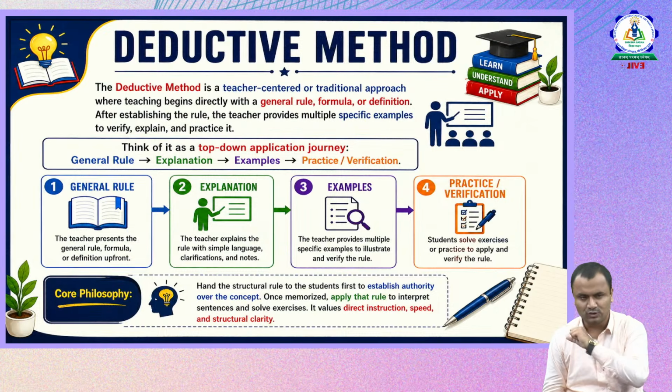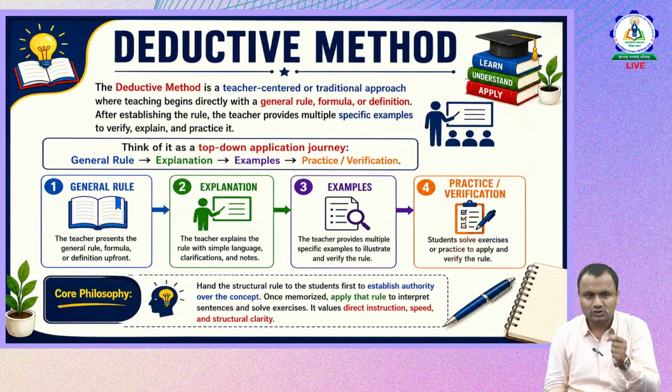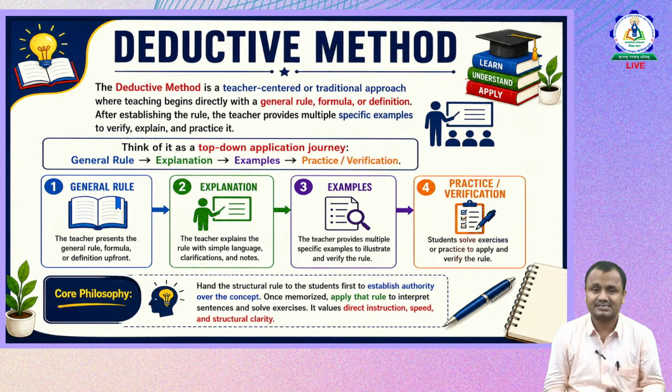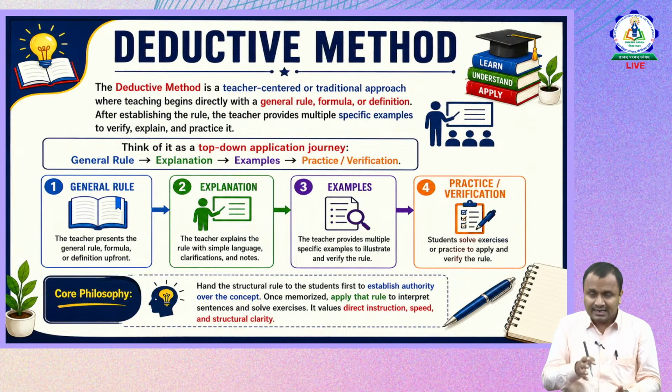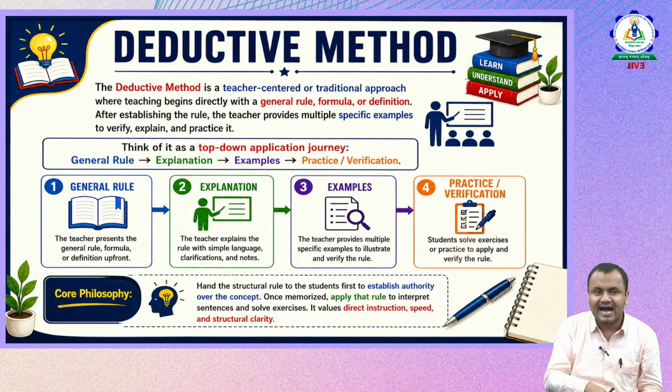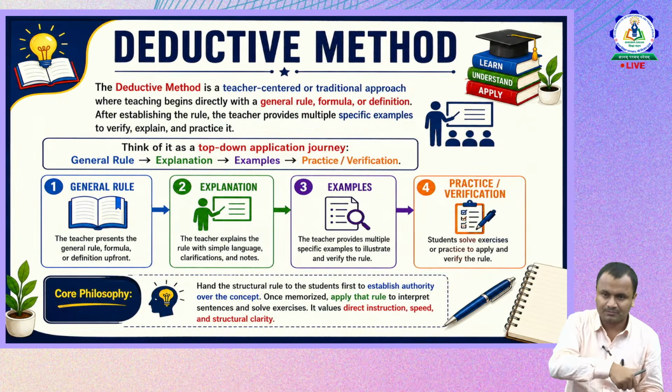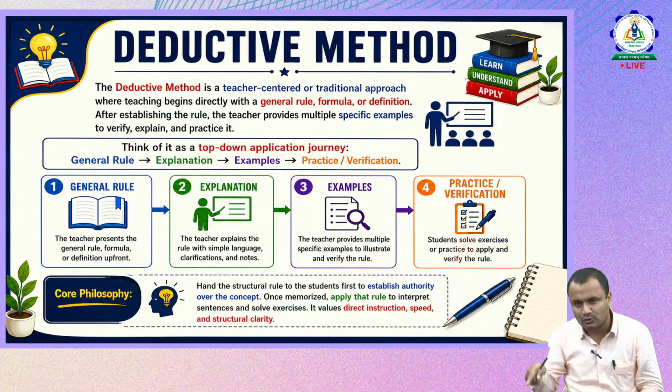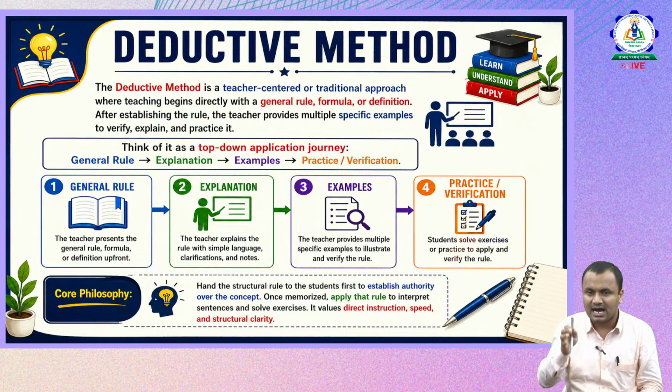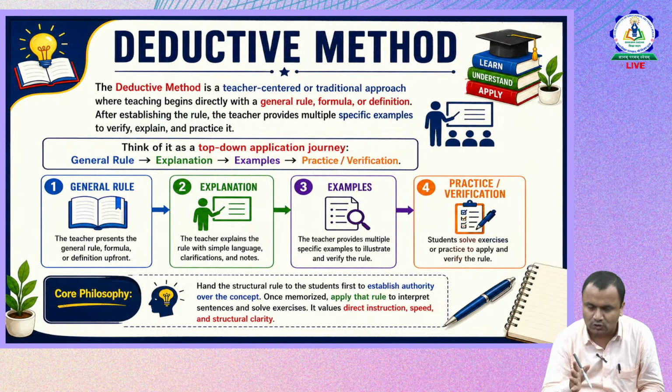Now, what are rules? Are the students aware of the general rules? Are the students aware of the grammatical rules? Are the students aware of the vocabulary, the abstract concept? The answer is simply no. So, in deductive method, we start from the unknown and lead towards the known. The examples are known for the student.